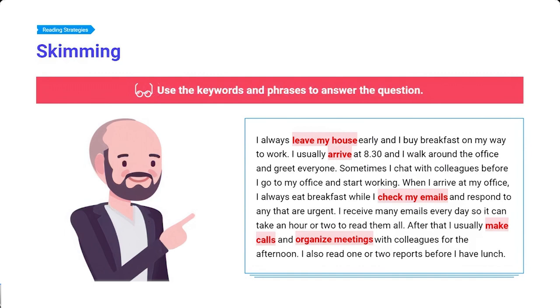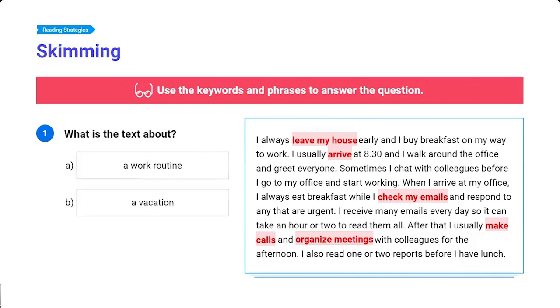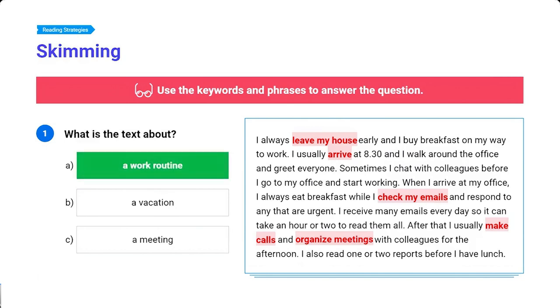Now we have identified the key words, we can use them to answer the question. What is the text about? A. A work routine. B. A vacation. C. A meeting. That's right. The correct answer is A. A work routine.